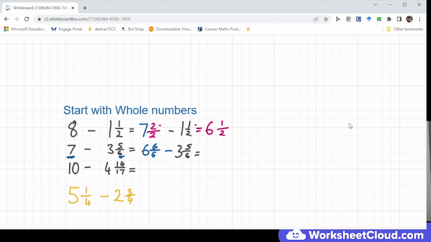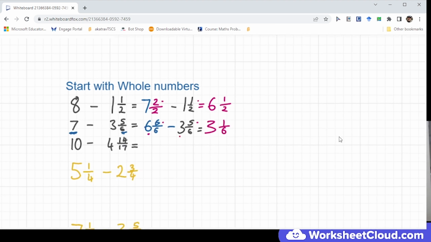Now I'm able to subtract. 6 minus 3 is 3. 6 minus 5 is 1. And my answer is 3 and 1/6.